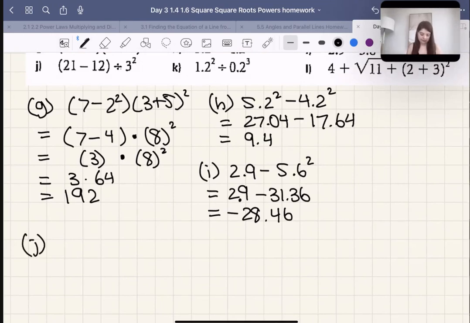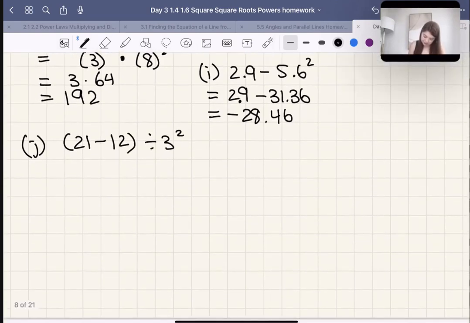Okay. So here we have 21 minus 12 divided by 3 squared. So are there any brackets? Yes, 21 divided by 12 is in brackets. And if we evaluate that, we get 9. Are there any exponents? Yes, 3 squared is an exponent, so we do that next.